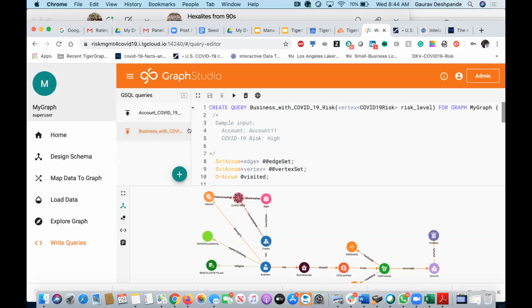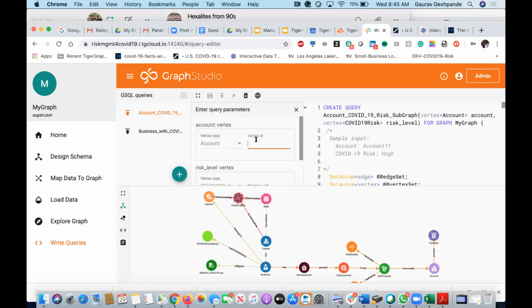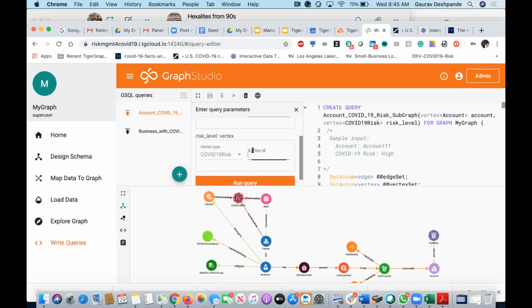The first query takes in a particular account and tries to relate it to a particular type of risk, the COVID-19 risk, for example. The second one takes in an account and a particular risk level. Let's go ahead and run this one and see what kind of risk is associated with a particular account. So I'm going to put in account 11, the account we were looking at, and then see how it relates to high risk.